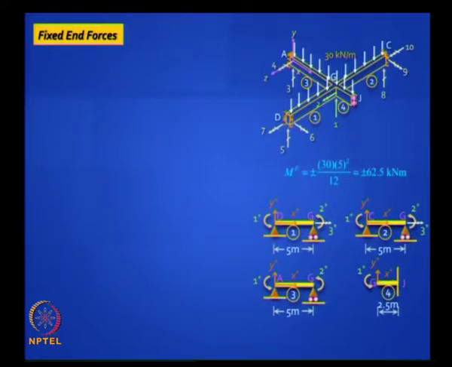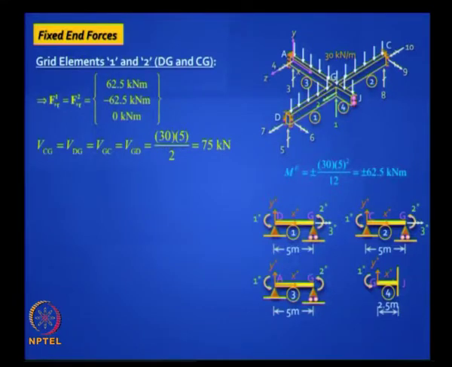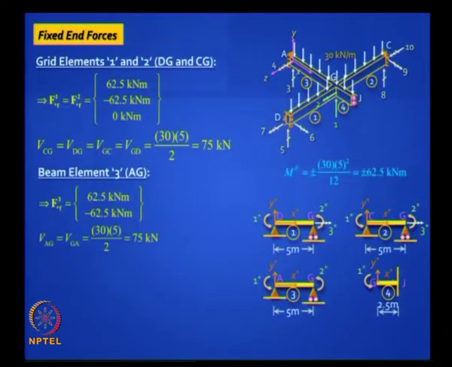62.5 kilonewton meter. So if you take the first two elements 1 and 2, it is plus 62.5, minus 62.5 and 0, right? Anti-clockwise positive, clockwise negative, 0 because there is no twist, no torsion. And then you can also find the vertical reactions. Similarly for the third element, it has the same span, the same loading.